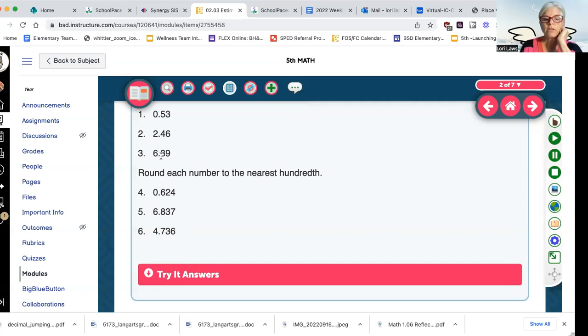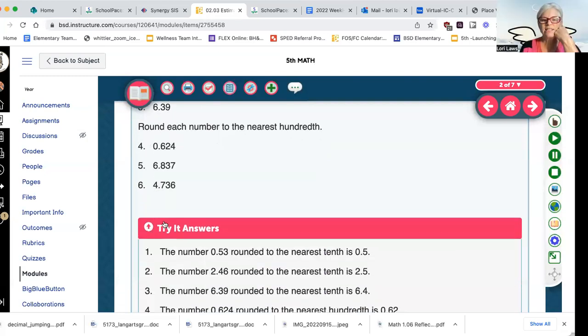The last one here, 6.39. Again, we're doing the tenths. So that's going to be either a 3 or a 4. Show me with your fingers. Which way are we going with this one? You're going to look at the number to the right. And is this number a 5 to the sky or a 4 to the floor? Okay. So let's take a look and see how we did.